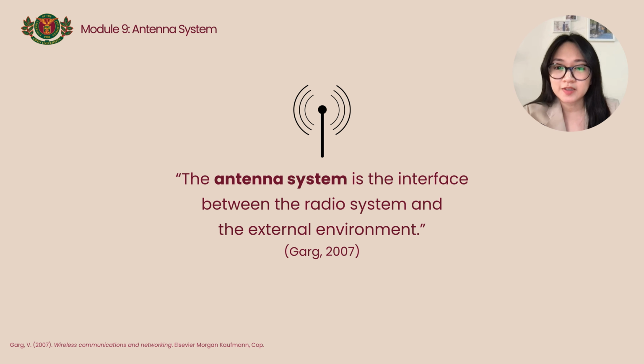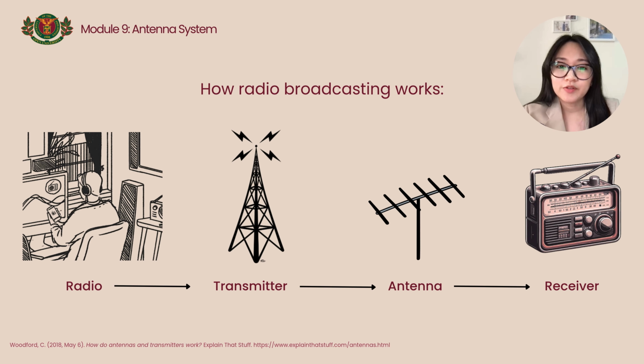To visualize, this is how it works. For example, let's say a radio station wants to broadcast music. It all starts with a transmitter which sends out that signal as an electrical current. Next, that signal goes to the antenna. The antenna turns the electrical signal into invisible waves that travel through the air.